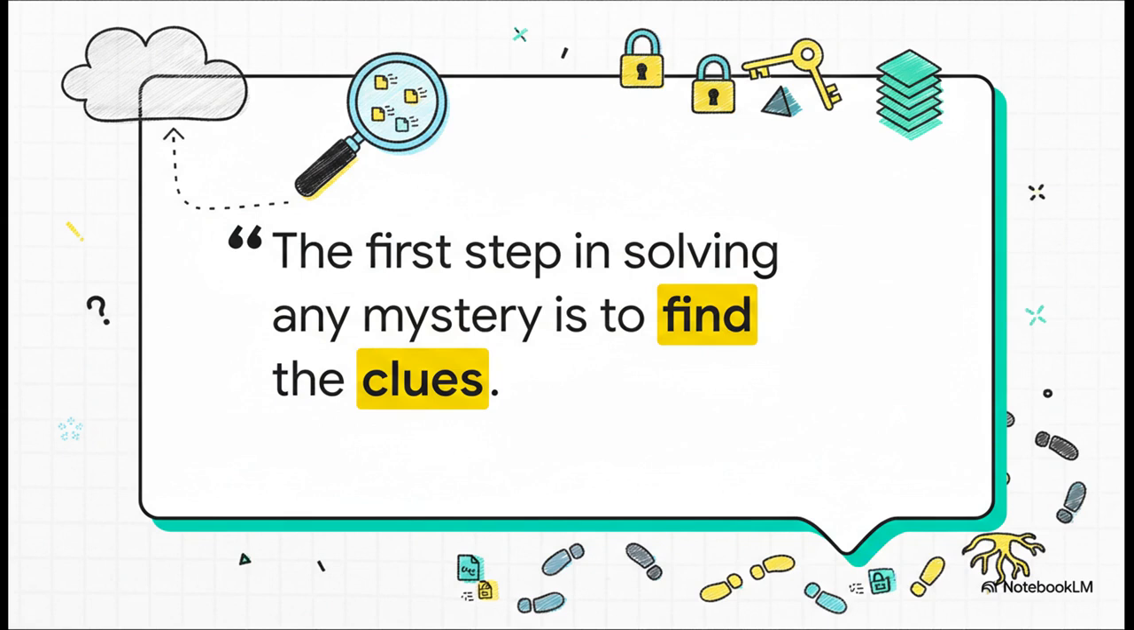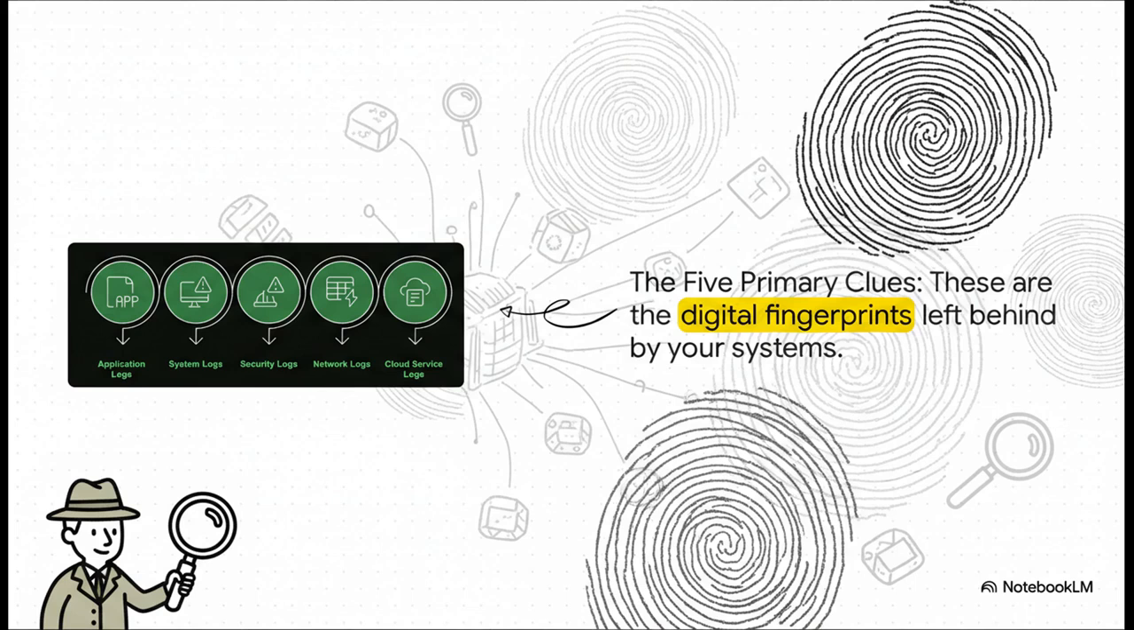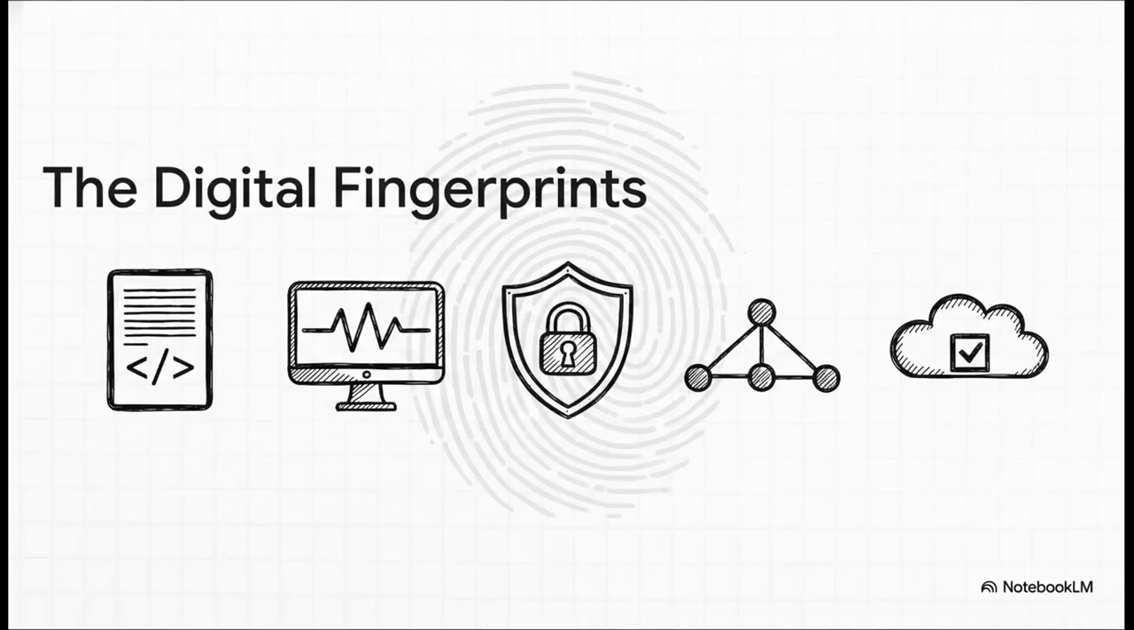And the most fundamental clues of all? They're called logs. What we're looking at here are the main types of evidence our detective is going to be collecting. Honestly, the best way to think about these is like different kinds of fingerprints left at a crime scene. Each one tells a totally unique part of the story, and when you put them all together, you get a complete picture of exactly what went down. So let's quickly break down these digital fingerprints.